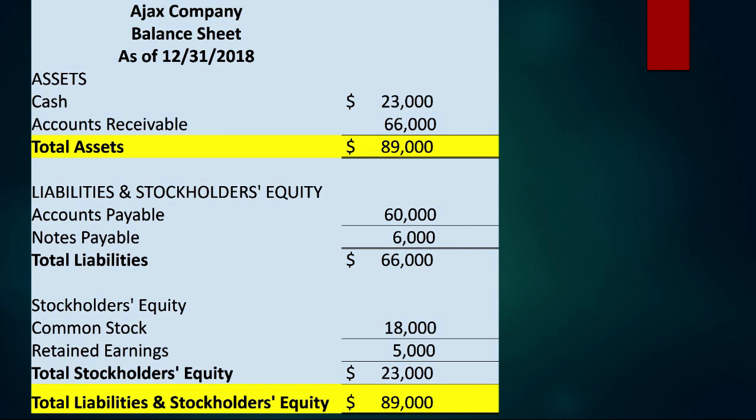As of 12/31. Note that there are 2 asset accounts. Cash is first, then accounts receivable for a total of $89,000. Liabilities and stockholders' equity are next, and they also add up to $89,000. This is the end of this video on the balance sheet.